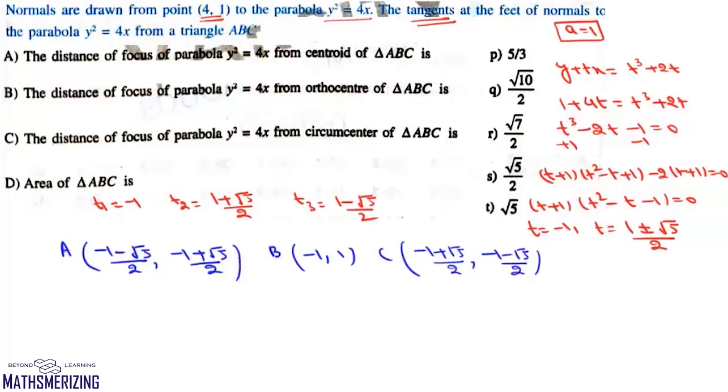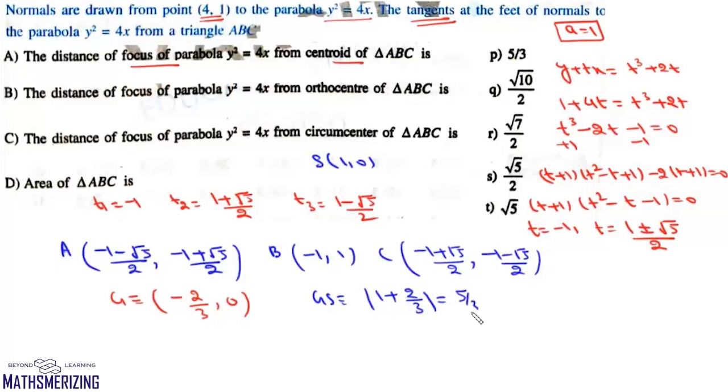Now first we'll find the centroid of this triangle. So the centroid of this triangle will be, now we'll add the x coordinates. So root 5 by 2 will cancel. So we'll get minus 1 and then minus 1, so it will be minus 2 by 3, and its y coordinate, root 5 by 2 will cancel. So it will be 0. So distance of focus from centroid. We know that for this parabola, focus is at a comma 0, so it will be at 1 comma 0. So distance of focus from centroid will simply be mod of 1 plus 2 by 3. So it will be 5 by 3. So option A, it matches to 5 by 3.